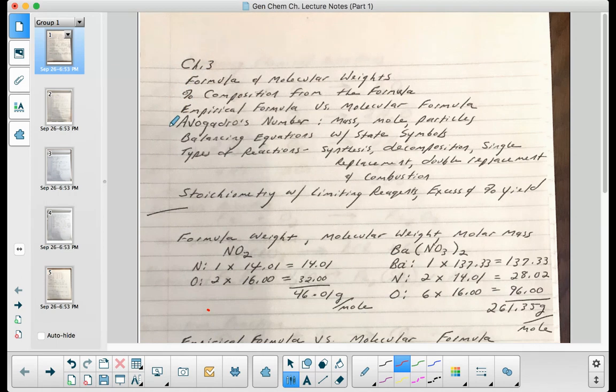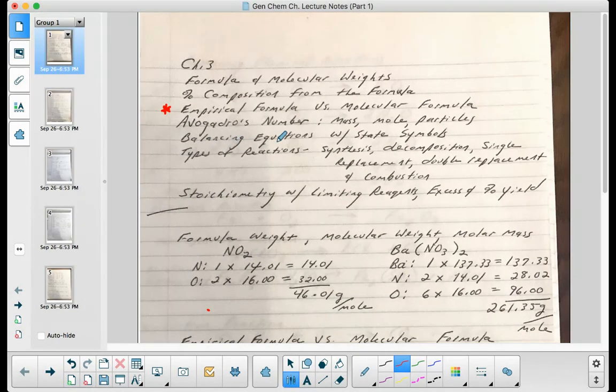So I've really wanted to outline all the things that we'll cover in this chapter first. The first thing is going to be formula and molecular weights, and then percent composition of the formula, then empirical formula versus molecular formula. In fact, your lab this week is on the empirical formula. And we'll talk about Avogadro's number and mass, mole, and particle conversions.